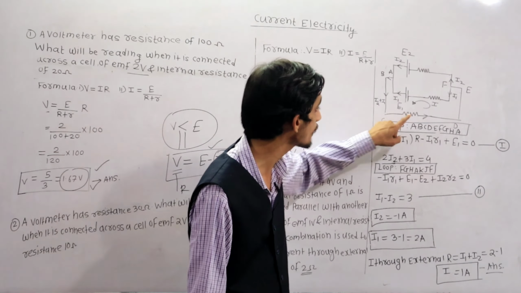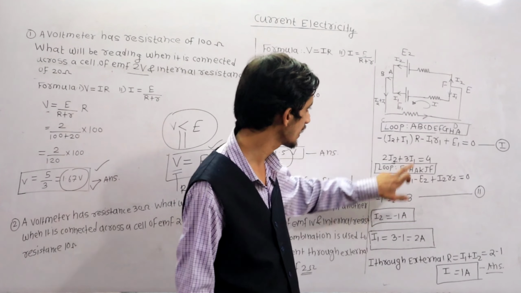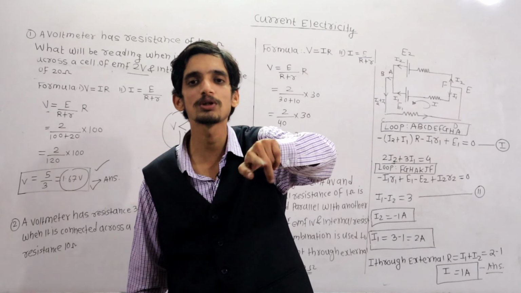Clear? So what is the current flowing through the external resistance? 1 ampere. And what is the external resistance? 2 ohm. So what is the terminal potential difference across the external resistance? 2 volt. If it is asked, then you have to multiply the resistance with the current flowing through that resistance.